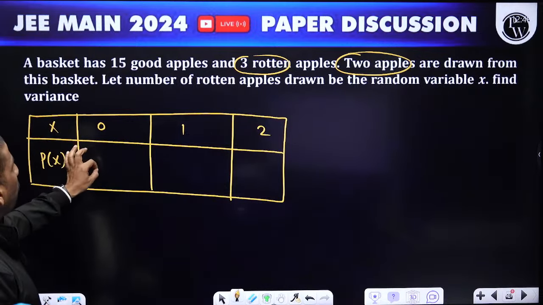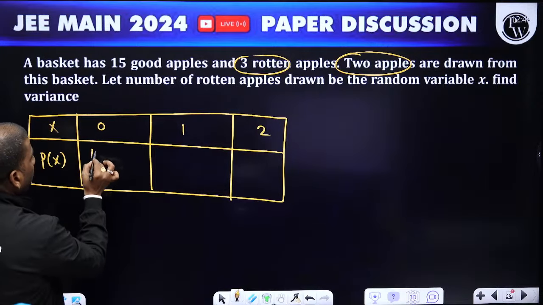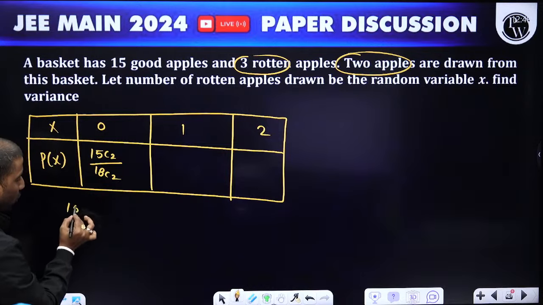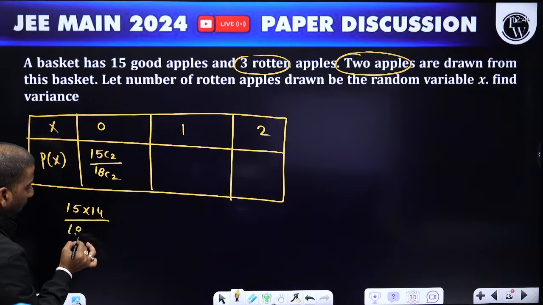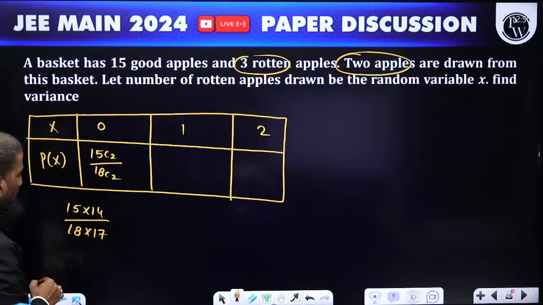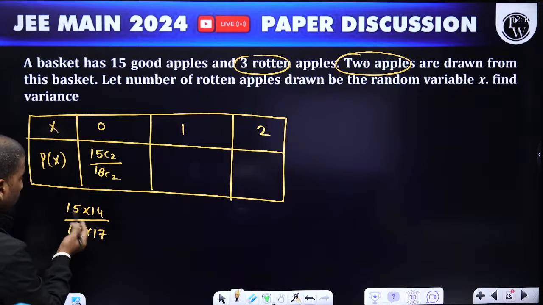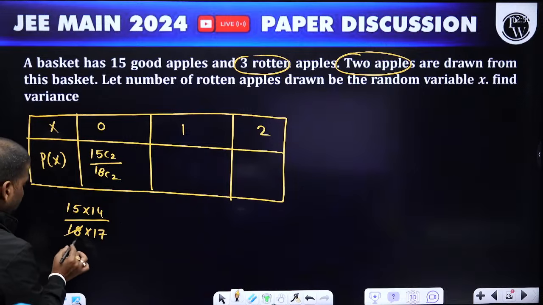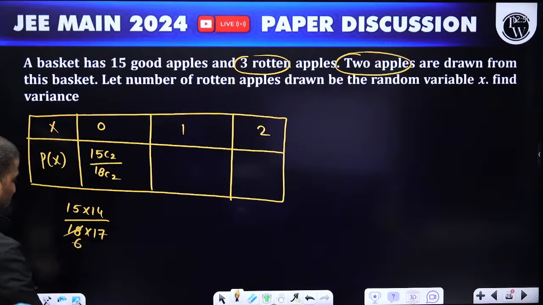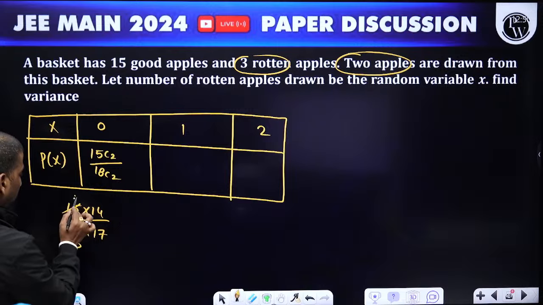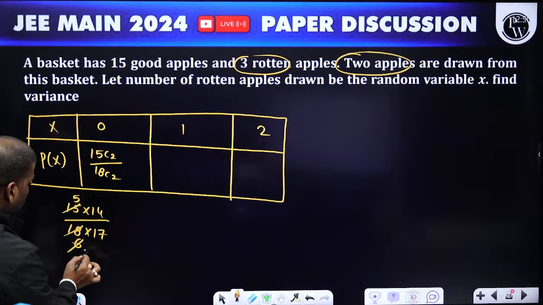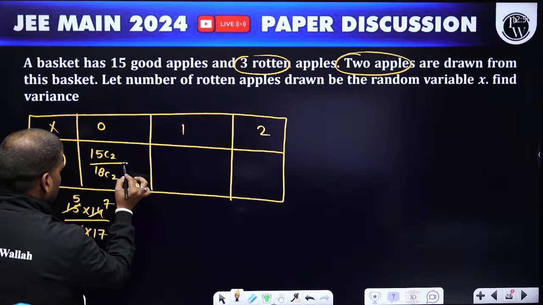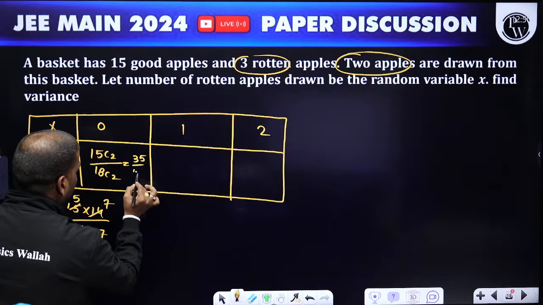So for 0, all are good apples: 15C2 by 18C2. So what is 15C2? 15 times 14 by 18 times 17. Then what can we write? We can cancel out 3. 3 times 6, 3, 5 here. Right? So 2, 3, 7. That's all. Yes. This is 35 by 51.